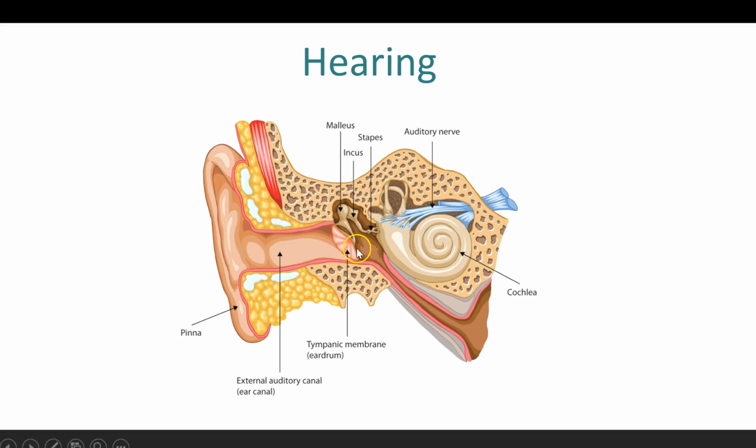And so that's the process of how we hear, and that's the process of how sound travels from the pinna, going through the auditory canal, to the eardrum, and then the sound waves vibrate throughout these three bones into the cochlea, which has hair cells, which transduct the sound waves into electrical signals, which then bring it to the auditory nerve to send to the brain.